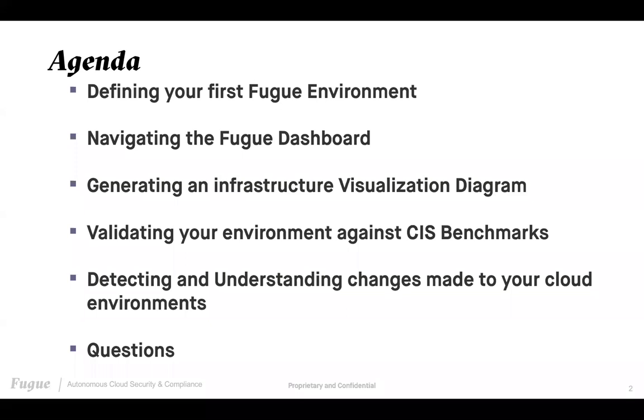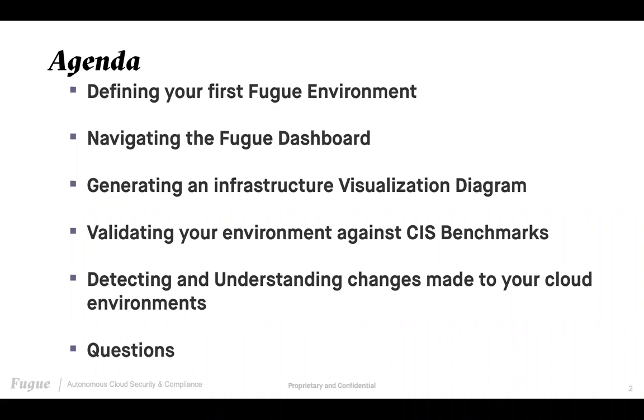So we're going to define our first Fugue environment. We will go over the Fugue dashboard, so I'll give you an administrative overview of the dashboard. When we do define that environment, upon our first scan, we will generate an infrastructure visualization diagram. We will check the results of validation of our environment against CIS benchmarks, and then we'll talk a little bit about baselining. What baselining will do is allow you to detect and understand the changes that are made to your cloud environment. And then after that, we will field a couple of questions if you have some.